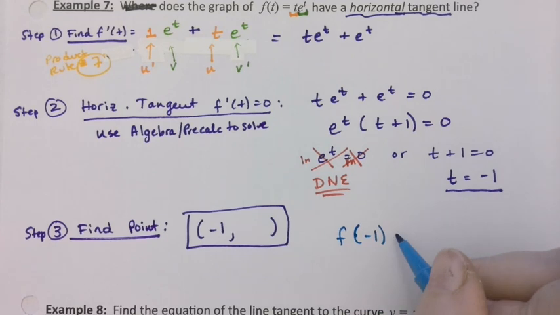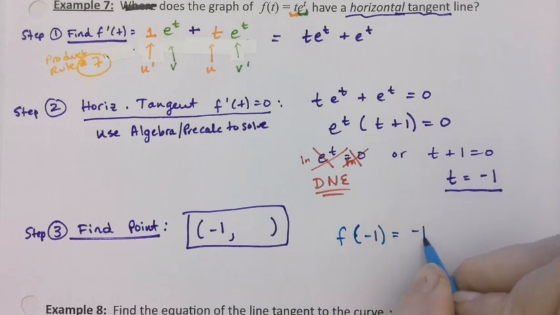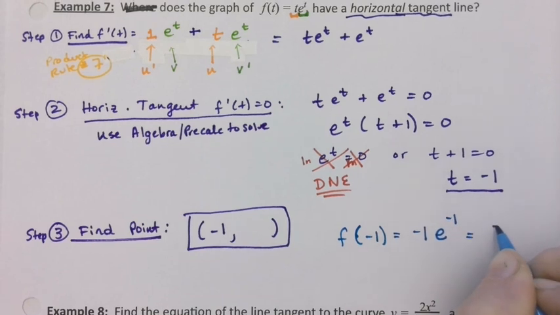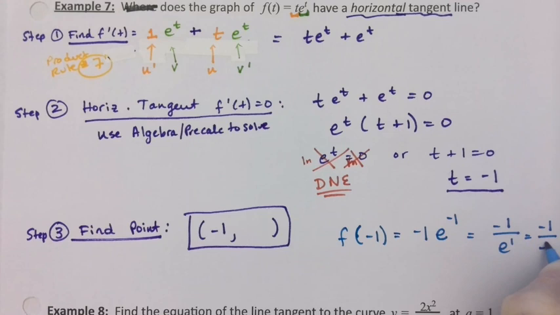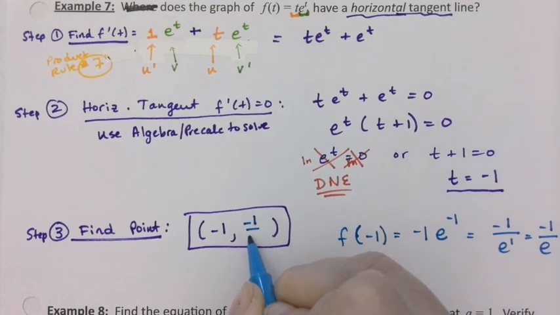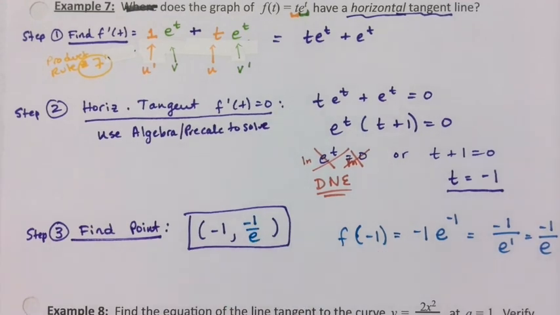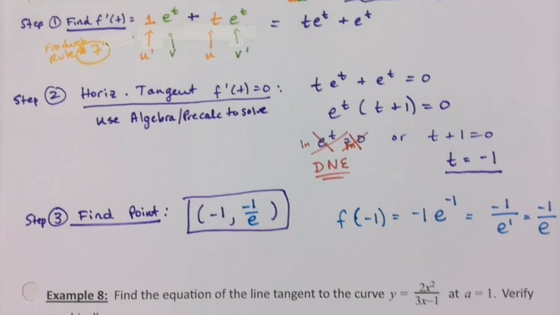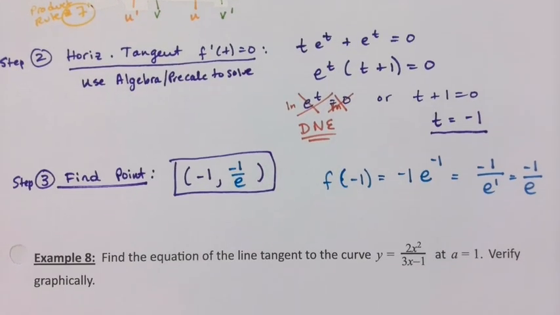F of -1 would be -1 times e to the -1, which would be -1 over e to the 1, which we know is -1 over e. So that's what we will have right here. And that would be the exact answer. If you want a decimal approximation, you have a calculator or a computer, you could find it.